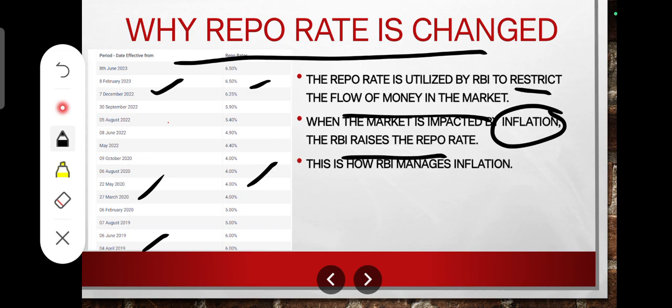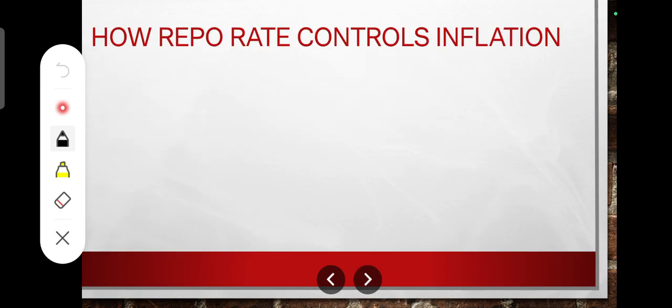As we remember, in the case of Corona, there was depression in the economy. That is why the repo rates were reduced. And now again there is inflation in the economy. Things are getting much costlier. That is why the repo rate has been increased these days by the Reserve Bank of India.